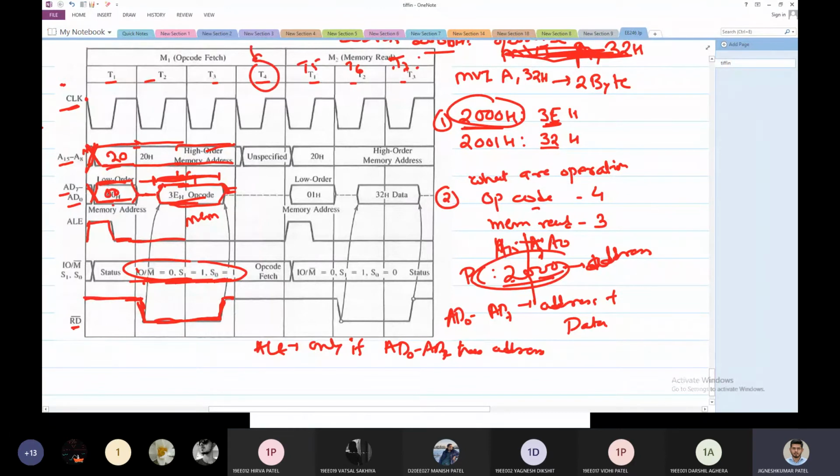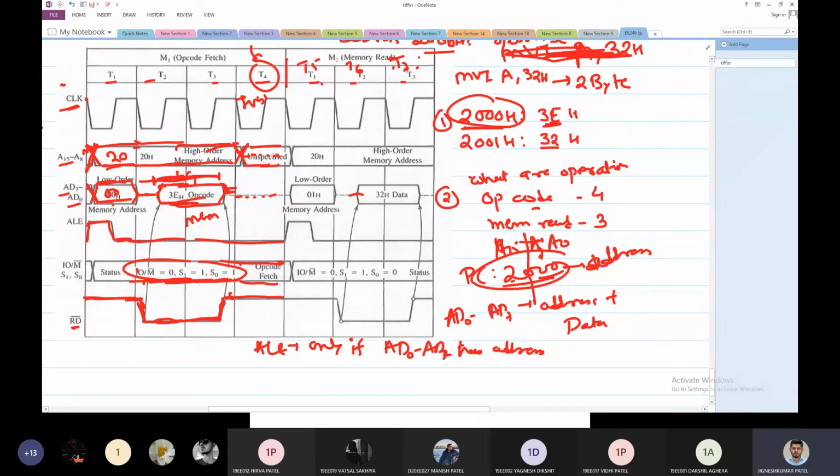During this T4 time, my instruction decoder will work and evaluate the instruction. What is the instruction? And it will do the needful. During that time, my address bus would have a state which is unspecified, or you can even draw a dash like this instead of unspecified. Data bus unspecified, ALE is still low, no changes. Opcode fetch is still going on, so no changes on this cycle, RD bar will be still high.